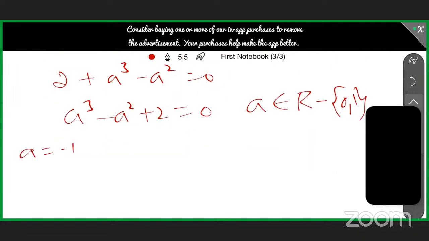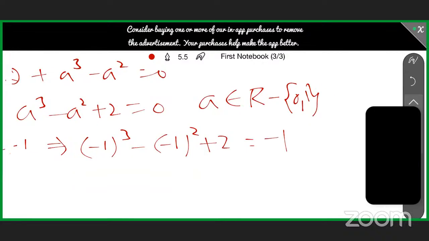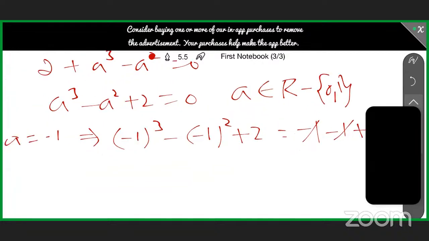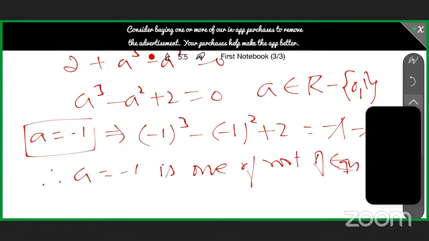If a is equal to minus 1, then minus 1 whole cube minus minus 1 whole square plus 2. Minus 1 whole cube is minus 1, and minus 1 whole square is plus 1, so minus 1 minus 1 plus 2 is equal to 0. Is it satisfying the equation? Yes, sir. That means a is equal to minus 1 is one of the roots of the equation. This a value is equal to minus 1.